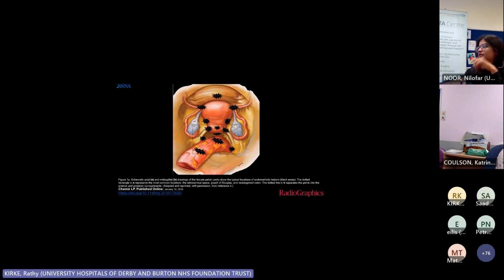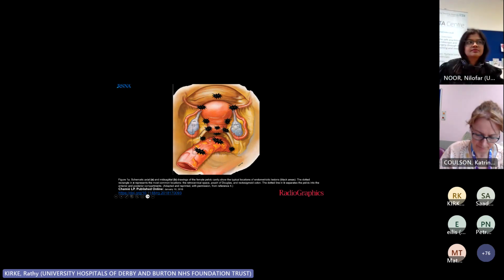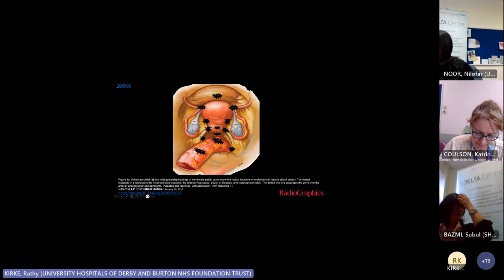When you look at the pelvis, you can get endometriosis anywhere. You can get it on the anterior abdominal wall. You can get it on the round ligaments. Obviously, the commonest site is always the ovaries, where you have the classical chocolate cysts. You can get endometriosis in the pouch of Douglas at the back, in the rectouterine pouch, and also in the pouch between the uterus and the bladder. So effectively, you can get endometriosis anywhere.